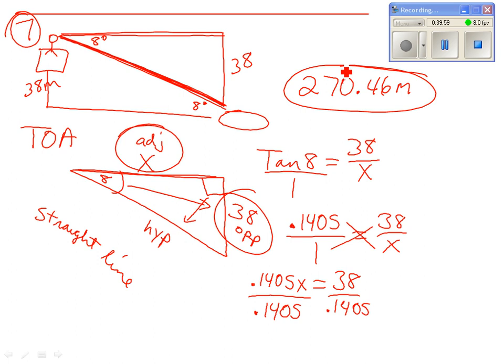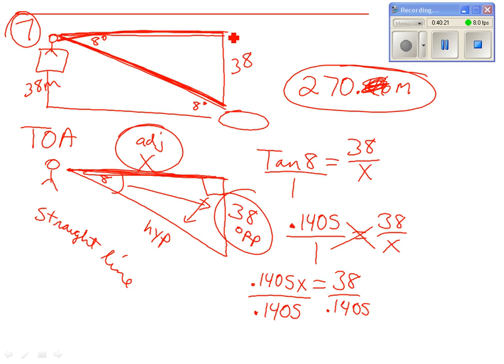It said round to the nearest... Oh, it said whole number. So 270. So we're saying that the distance she is from her car, from here to there, is about 270 feet.